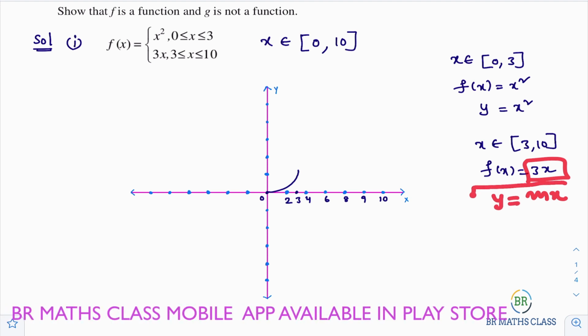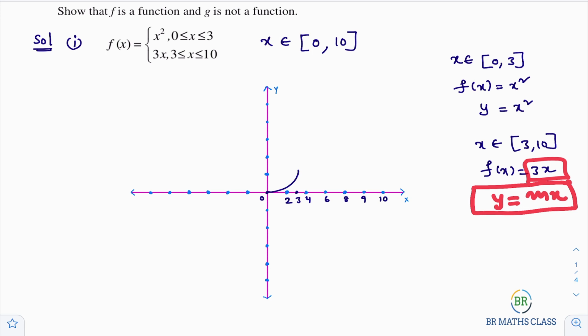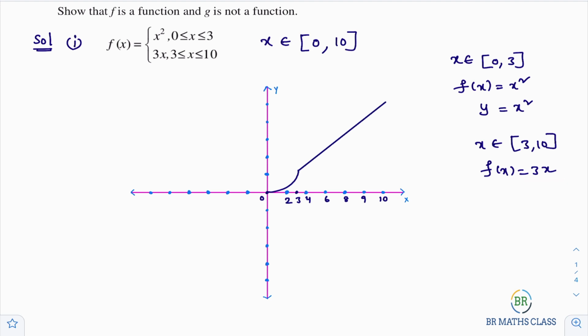In the straight lines chapter, we will learn that y equal to mx is a straight line passing through the origin. Here, y equal to f of x means y values. Y equal to 3x is a straight line passing through the origin. So from 3 to 10, you need to draw one straight line like this. Right? So you observe this is the graph of the given relation.